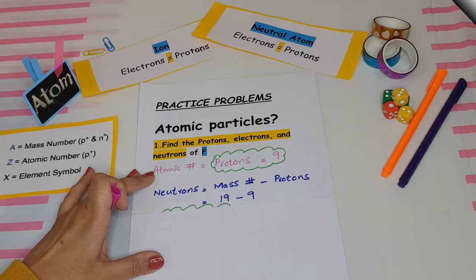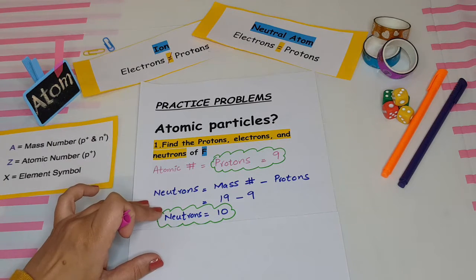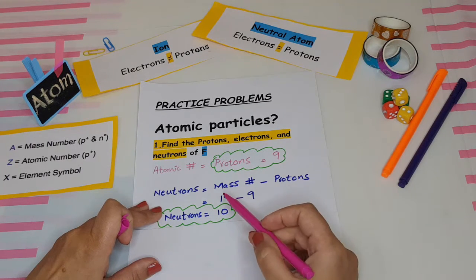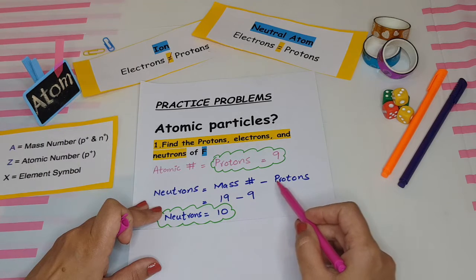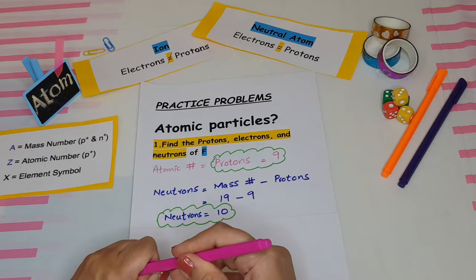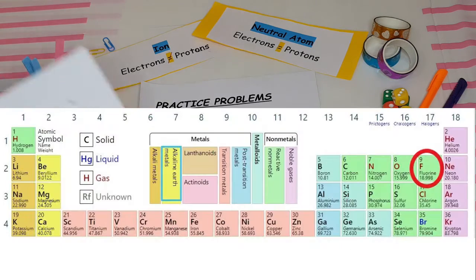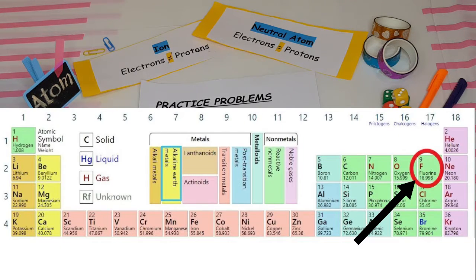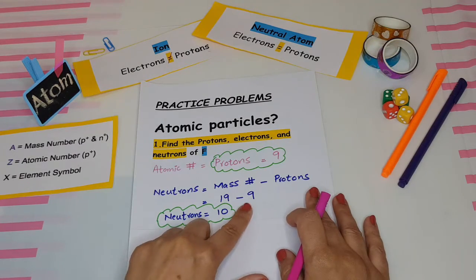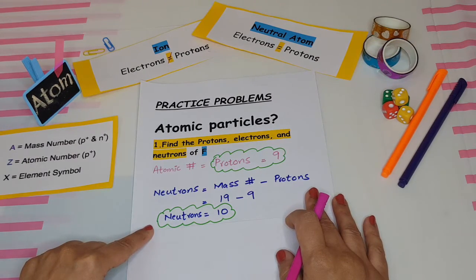To figure out its neutrons, we all know that neutrons equal the mass number minus the number of protons. In our case, we have mass number 19, which we have taken from the periodic table here. Subtracting the number of protons, we get the neutrons, which is 10.